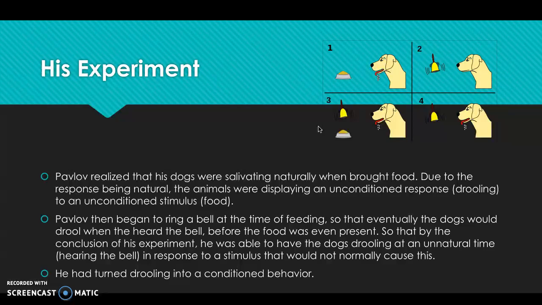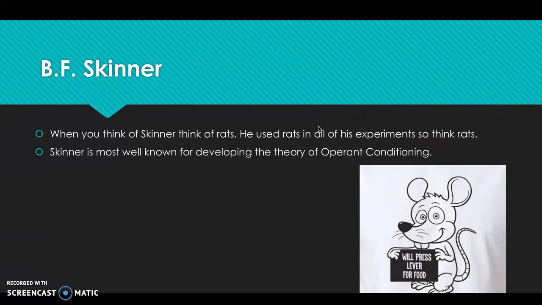So Pavlov began to ring the bell whenever he would bring the dogs their food. And so they would eventually, with more of this happening, start to salivate or drool prior to even having the food there. And obviously Pavlov manipulated this in a couple different ways, but this was kind of the main gist of his experiment. He had turned the drooling into a conditioned stimulus for these dogs.